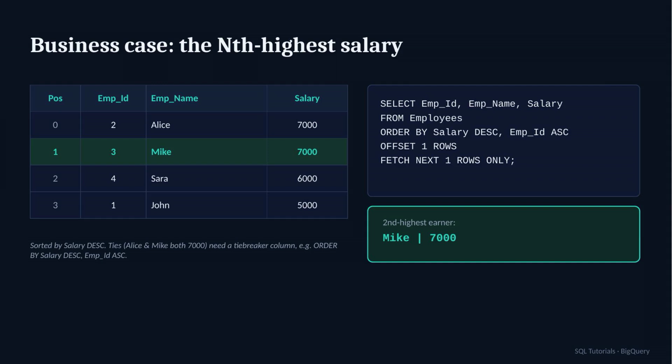This pattern has a real business use: finding the second or third highest value without a window function. Sort employees by salary descending, OFFSET 1 ROW to skip the top earner, FETCH NEXT 1 ROWS ONLY to grab the very next one. Here that's Mike, tied with Alice at 7,000, but ranked second once we break the tie by employee_id. Same idea works for the third highest, the 10th highest, whatever the business asks for.